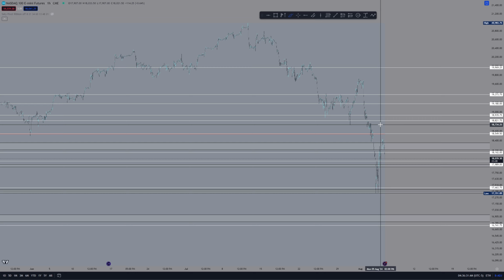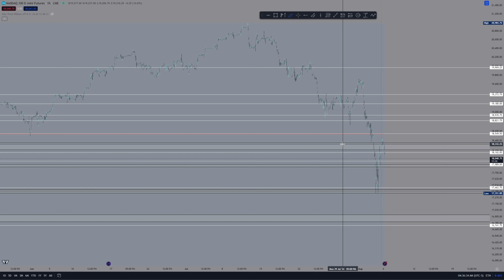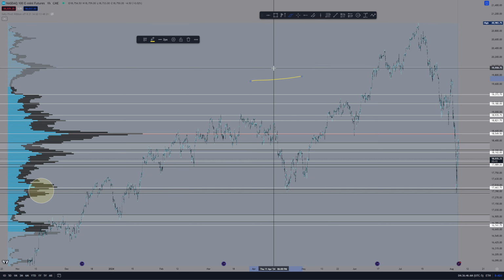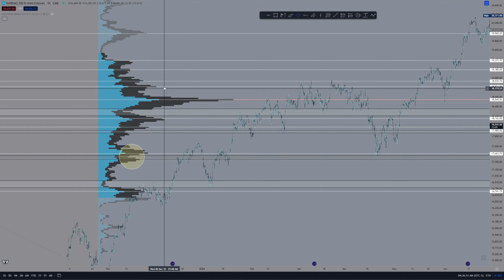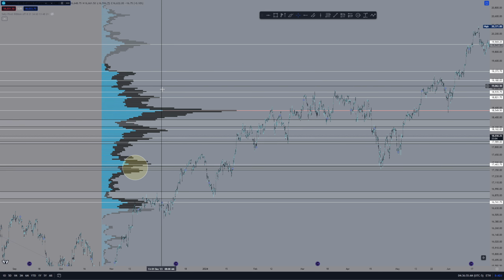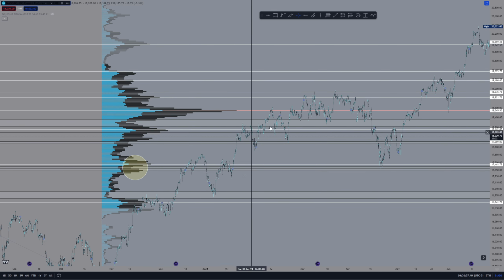Oh, I need to go over point of control. Okay, so the point of control is this red line. The point of control is a high volume node, but a high volume node does not have to be a point of control. This is a high volume node, this is a high volume node. This is the point of control. These are not considered points of control besides this. This is the main point of control.